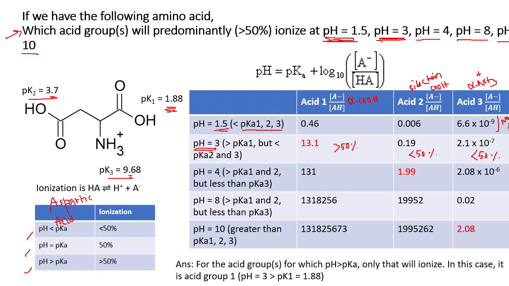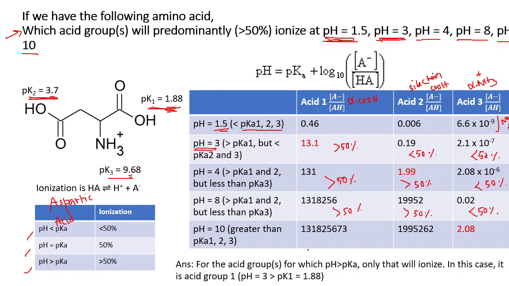At pH equals to 4, this is over the pK of 1 and 2. So pK1 is this one, pK2 is this one. So this will ionize over 50%. This will ionize over 50%. But this is still less than 50% for this one. At pH 8, it is over the pK of this one and this one, that is pK1, pK2. So this will ionize over 50%. This will ionize over 50%. But as pK3, that is NH3 plus groups, it will still be less than 50%.